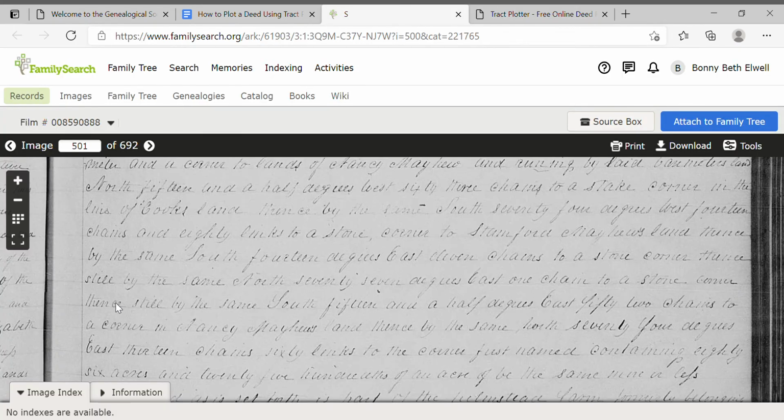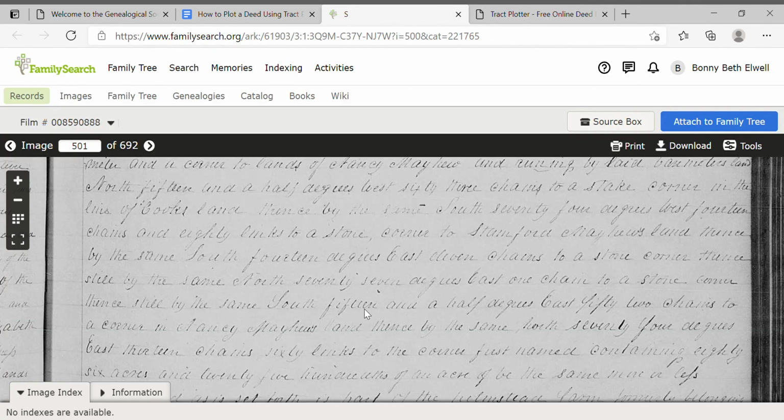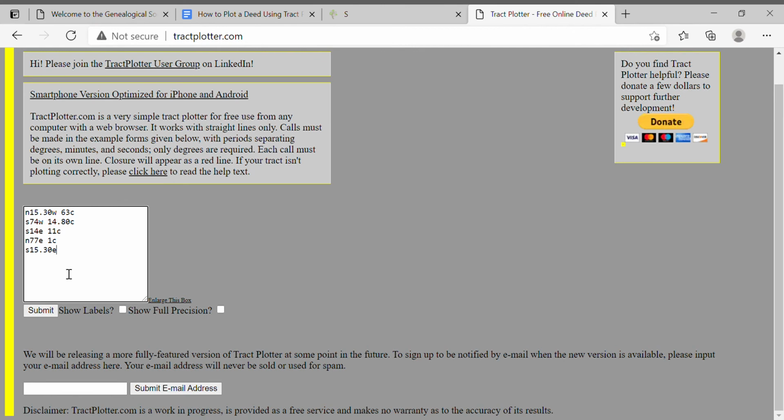Thence, there's our trigger. Thence by the same, south 15.5 degrees east. So we're going to go back here and enter south. And then it said 15.5, which if you remember is 15.30, because half of 60 minutes is 30 minutes. And I believe it was east after that, right? Let's double check. South 15.5 degrees east, yes. And then our distance is 52 chains. So we're going to put a space and enter 52C for chains. Then we're going to hit enter to go to the next line.